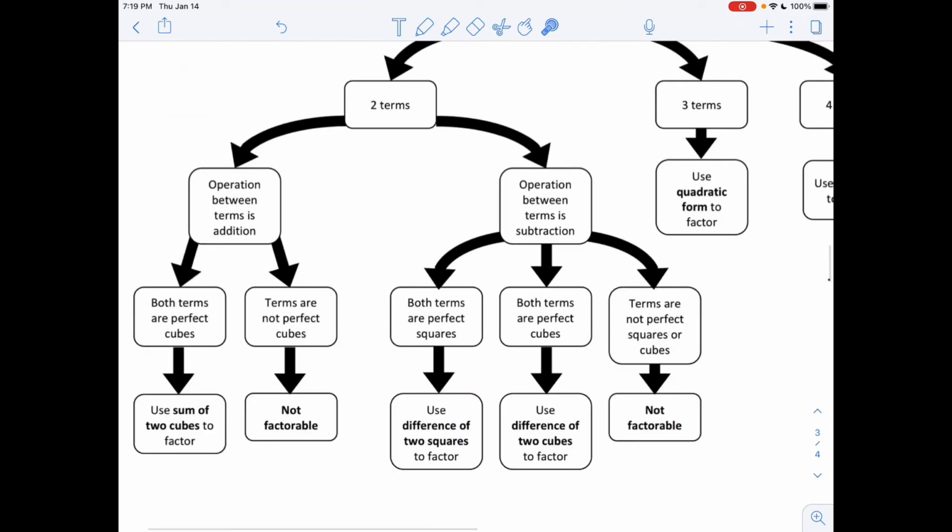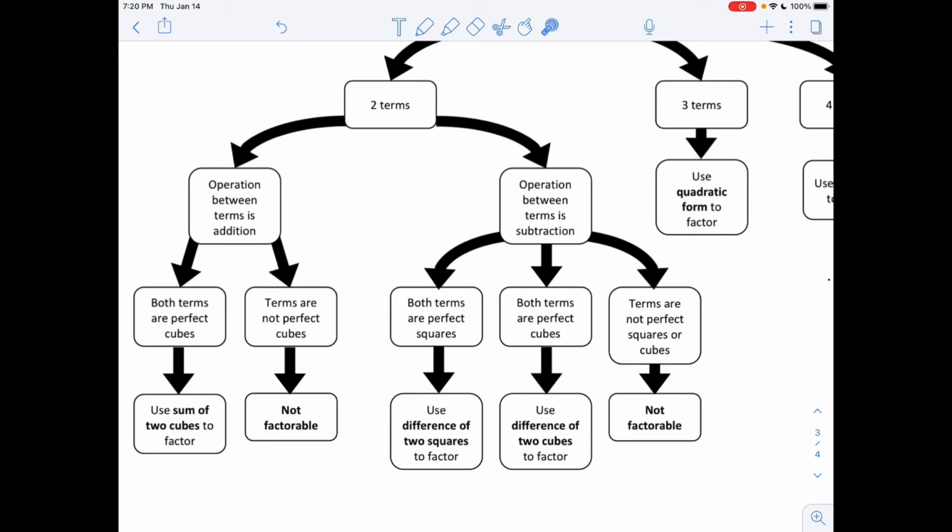Right, back over here, we have two terms. Our first term that we were looking at was m squared plus 9. So our operation is addition. So this is saying either they need to be perfect cubes or they are not perfect cubes. Well, we have perfect squares, but not perfect cubes. So they are not perfect cubes, so the m squared plus 9 will not be factorable. And we'll make ourselves a note in our notes to remind us of that.